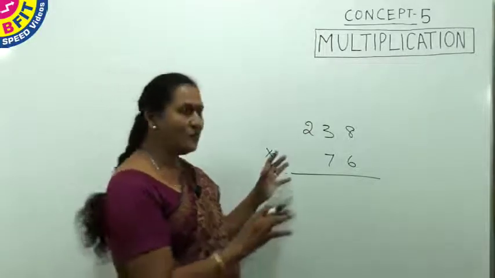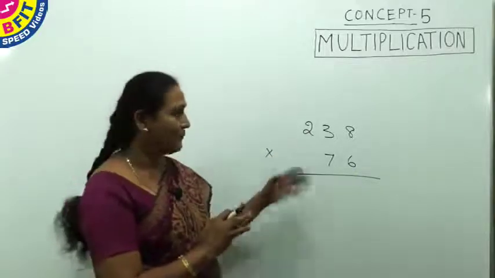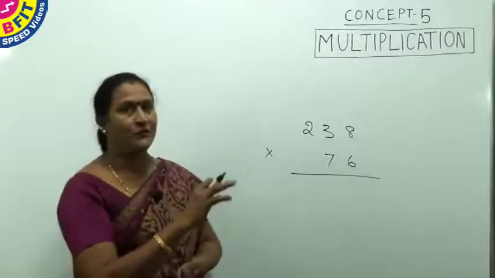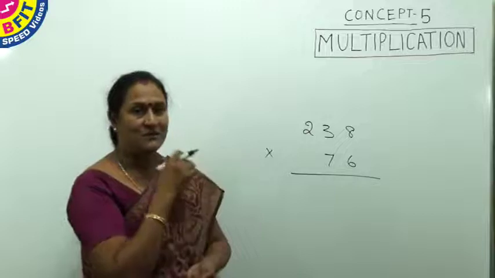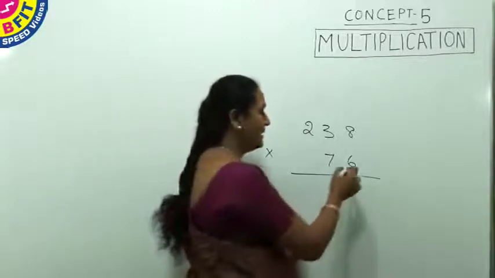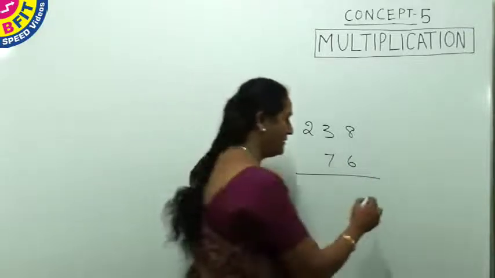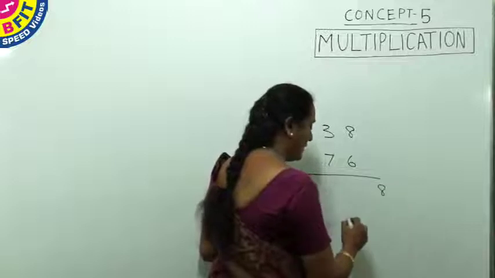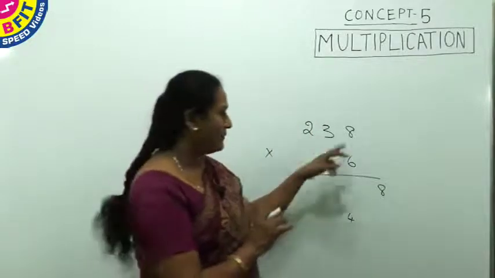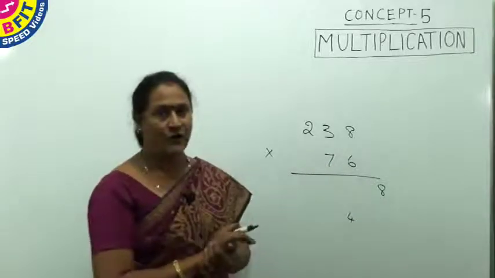So when you practice and work out, without doing all that also you can arrive at the answer. So we'll see how to arrive at the answer without doing all this column-wise multiplication, writing in each term and working out. So what is the product of 6 and 8? It is 48. So write 8 and we are going to carry over this 4. So write this 4 below. So 6 into 8 is 48. So write 8 and have 4 carried over.